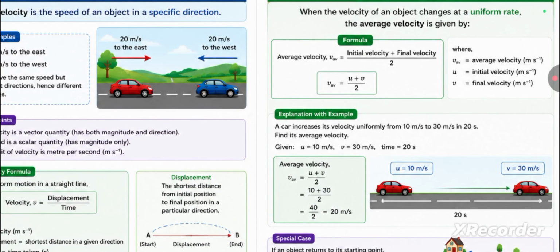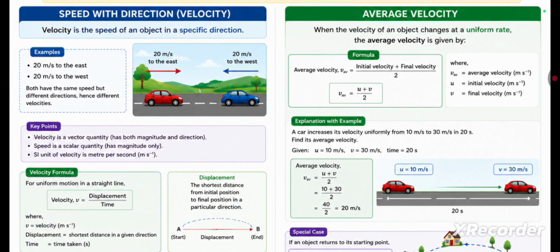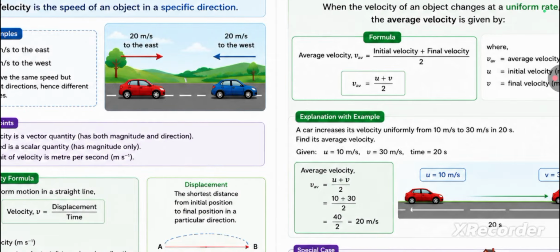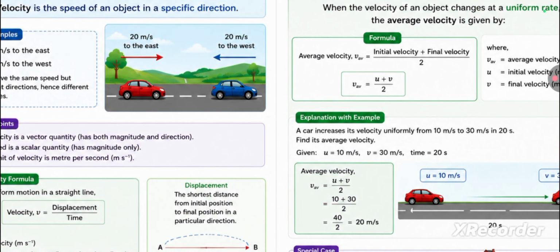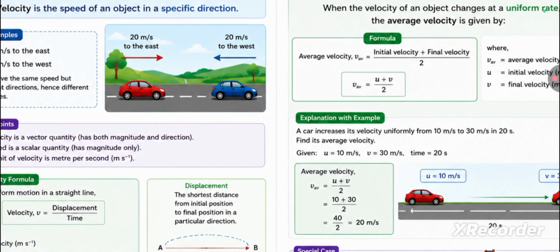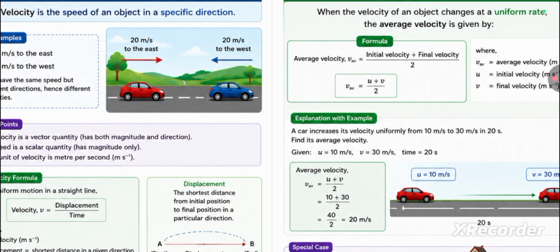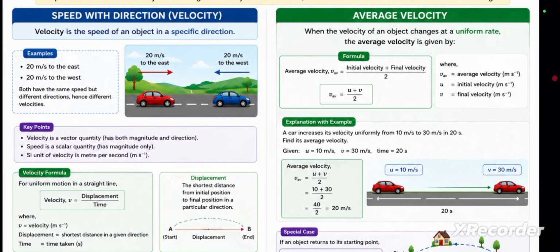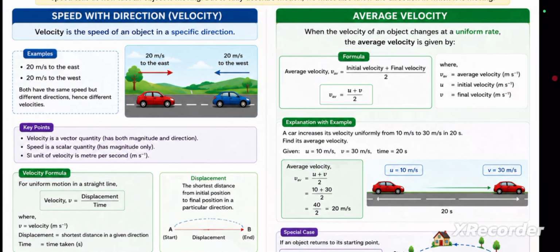Okay, next, average velocity. When the velocity of an object changes at a uniform rate, the average velocity is given by the formula: average velocity V_AV is equal to initial velocity plus final velocity by 2. That is, in letters, V_AV is equal to (u plus v) by 2, where u is initial velocity, v is final velocity, and V_AV is average velocity. All are velocities, so their unit is also meter per second.